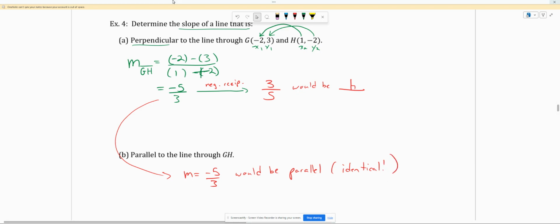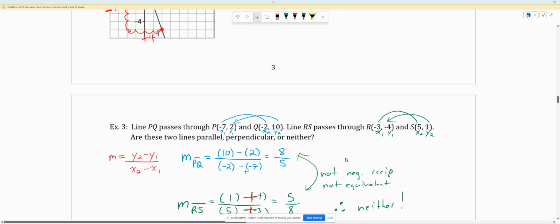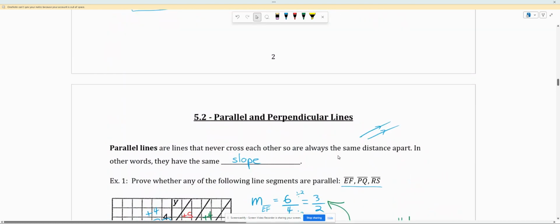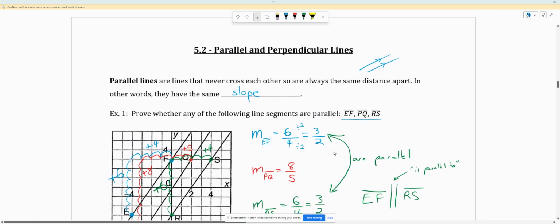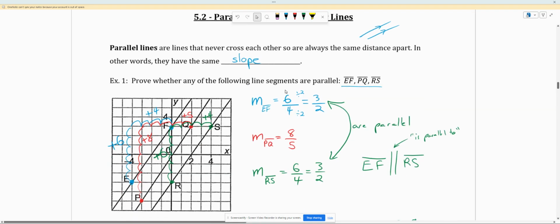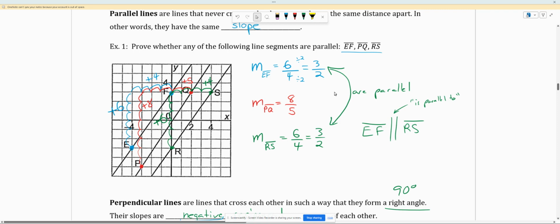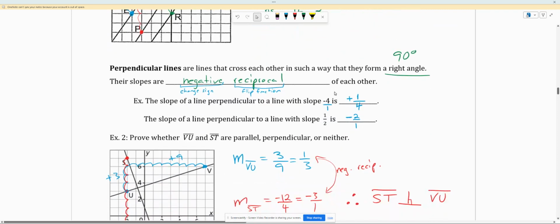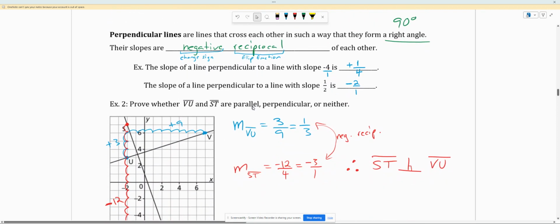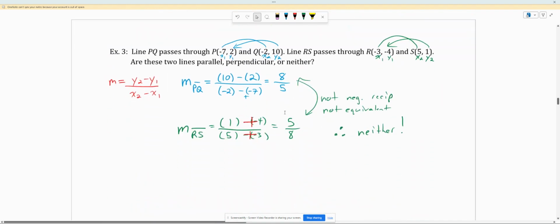Okay, and that concludes this lesson. So just in a quick recap, what did we learn? Basically, we looked at special cases where we're comparing lines that are parallel, perpendicular, or neither. And for parallel, the slopes had to be equivalent or equal. Okay, and for perpendicular, they needed to be negative reciprocals of each other. And then we also were able to do that using stuff from 5.1, where we used our slope equation by finding the change in y and dividing it by the change in x using this formula right here.